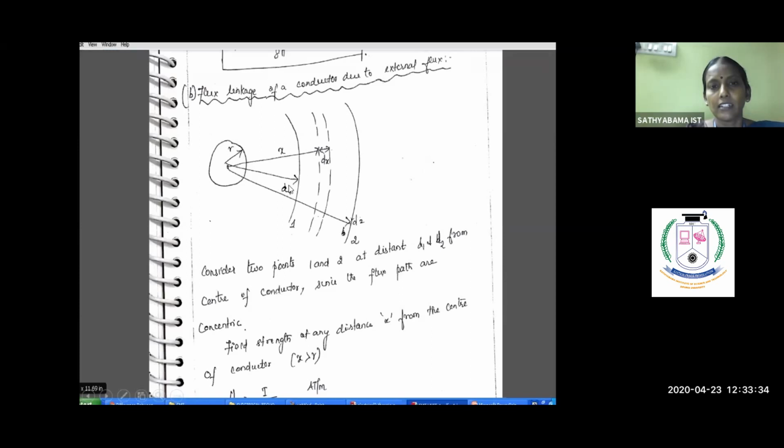So the external distance, I am taking two external distances, d1, d2. So in the derivation, you can also try your own derivation by taking x to be from here, r to this distance d2. Or you can consider this distance to be d also. That is up to you.